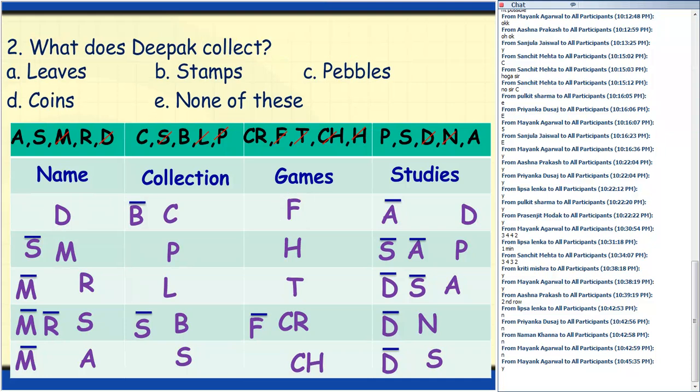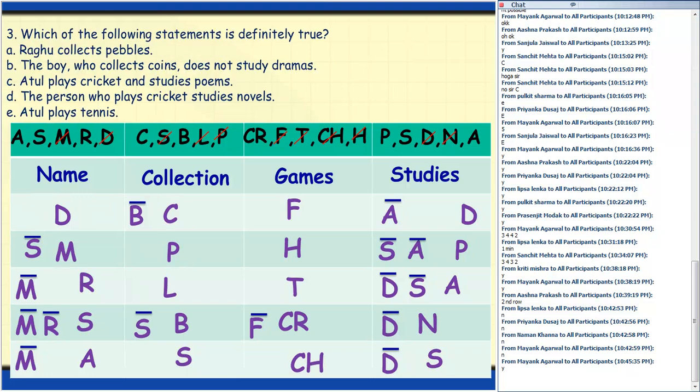Question number 2. What does Deepak collect? So the name is Deepak. Deepak's collection is C, that is points, option D. Question number 3. Which of the following statements is definitely true? That is option D. The person who plays cricket studies novels. So novels and cricket come together, that you can observe from here.